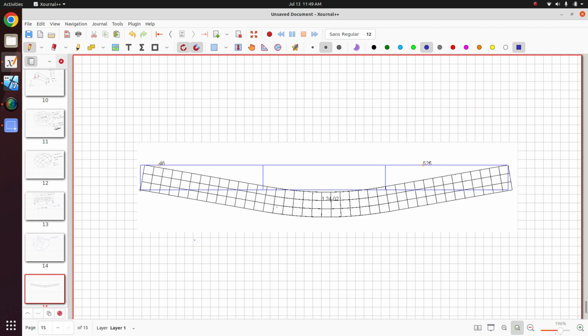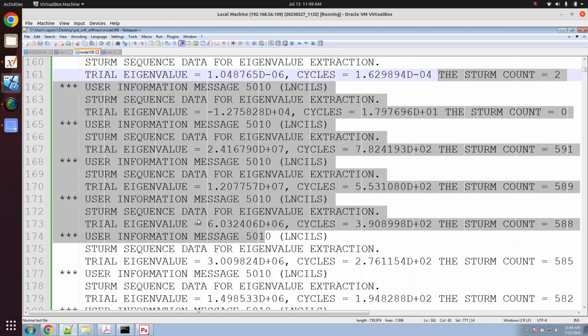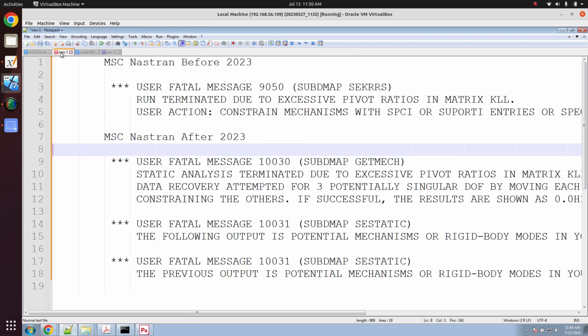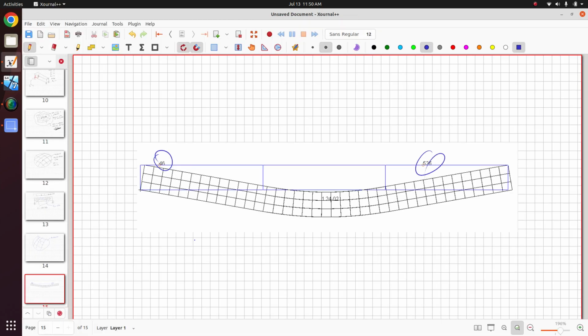And one thing you'll notice in this example is that this, and remember, this is node 46, 525, 526. And these are the same nodes that were found in the table with all the problematic grid IDs. So this would be this node, and then this node, I believe. And then you look at the surrounding mesh, you ask yourself, okay, why is this a mechanism?